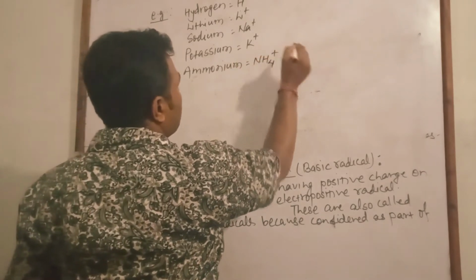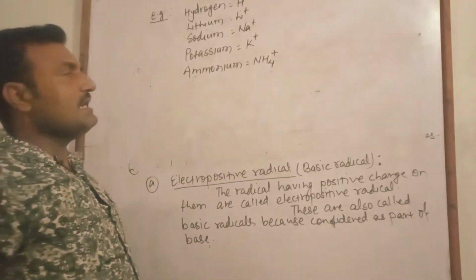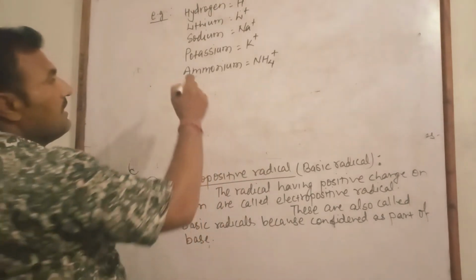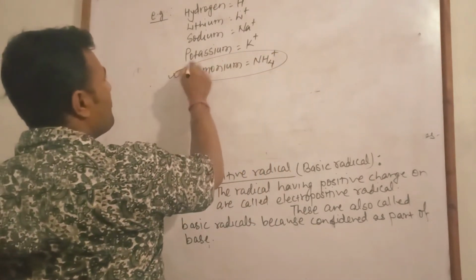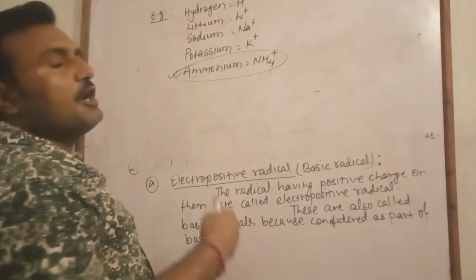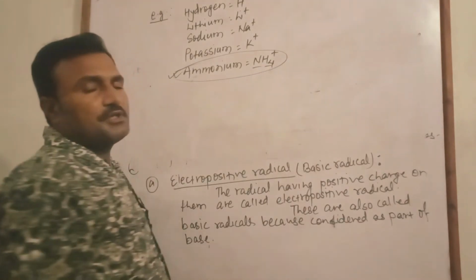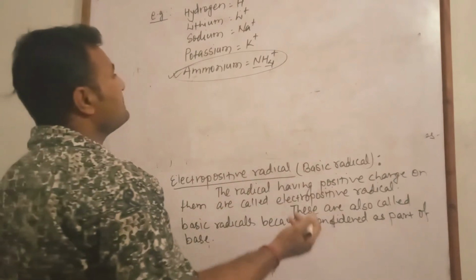NH4 plus. Another most important characteristic of electropositive radicals is that they are generally metals, or have a tendency to lose electrons, except ammonium. Ammonium is an electropositive radical made up of only non-metals. Nitrogen and hydrogen both are non-metals, but it behaves with electropositive nature.